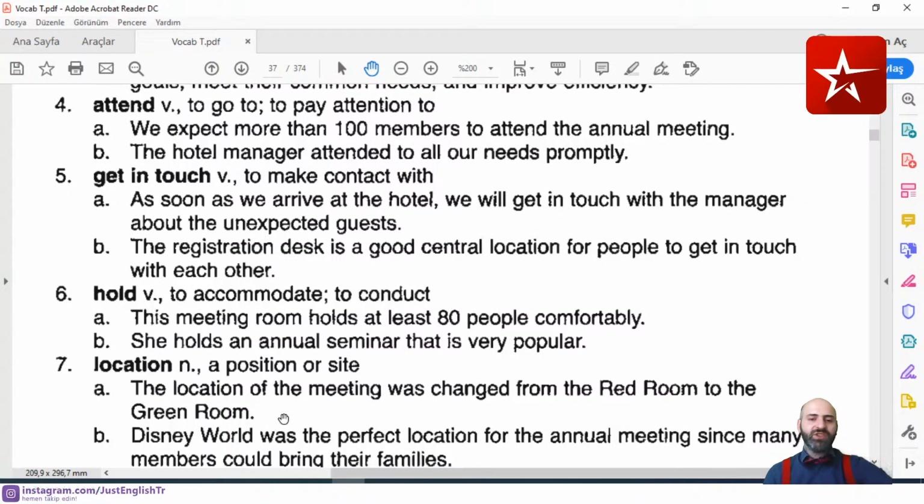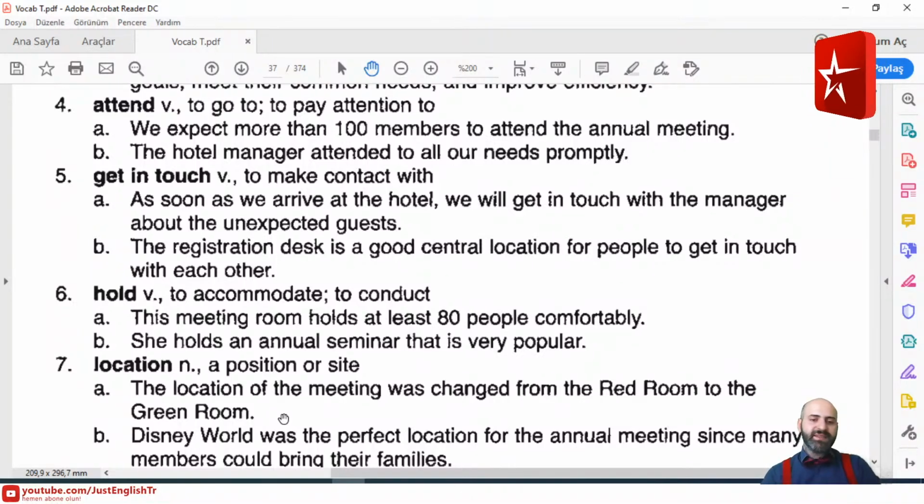Sentence A says the location of the meeting was changed from the red room to the green room. We understand. So the meeting happened in the red room or the green room. Guys, where did the meeting happen? In the green room or the red room? Did the meeting happen in the green room or the red room? We have got the first answer from Sibel, green room. Yes, Sibel, you are correct. It happened in the green room.